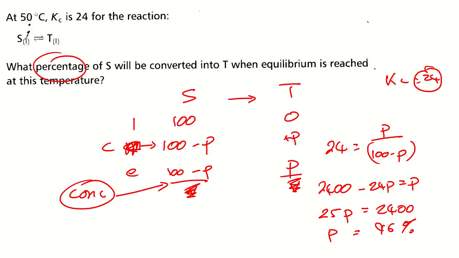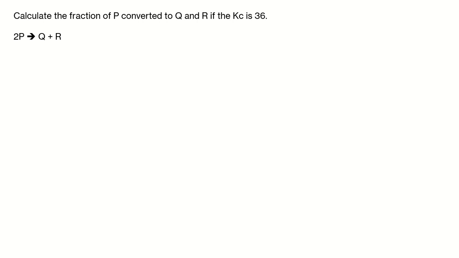Right, guys, I'll do one more, this one here. Calculate the fraction of P converted. This one's actually very similar. The only difference in this one is that you have not got that nice 1-to-1 ratio, so it's worthwhile doing this. Let's give ourselves a bit more space here. It goes to Q plus R. We've got a Kc, which is 36, and we've got to calculate what fraction of P.